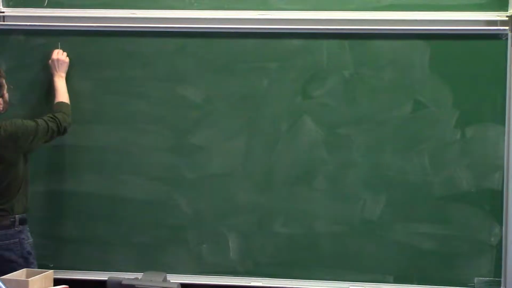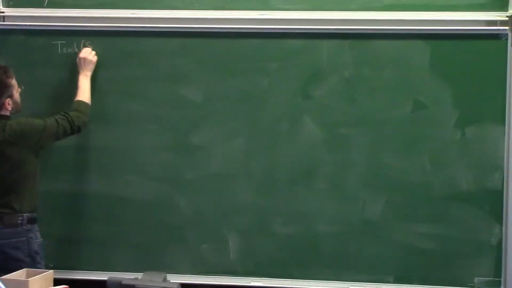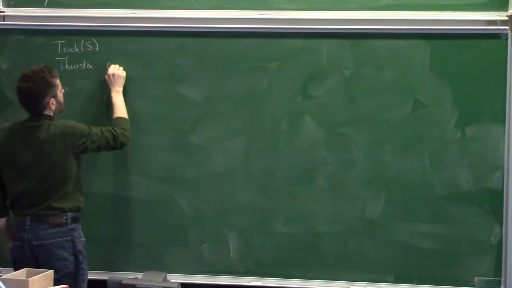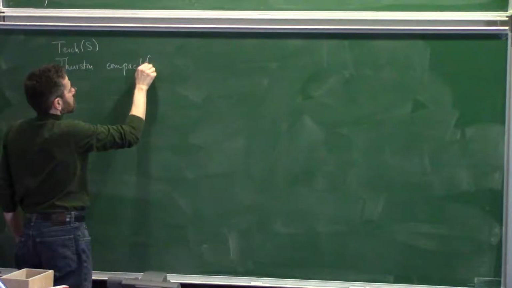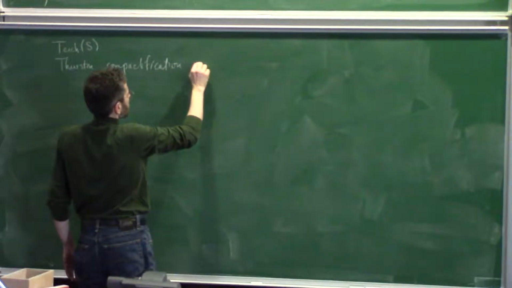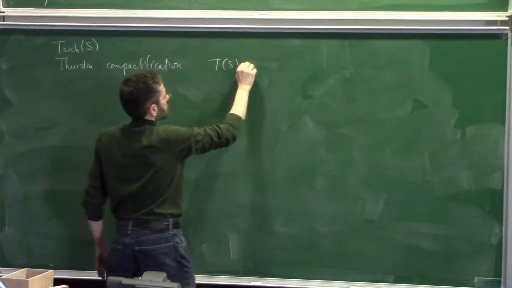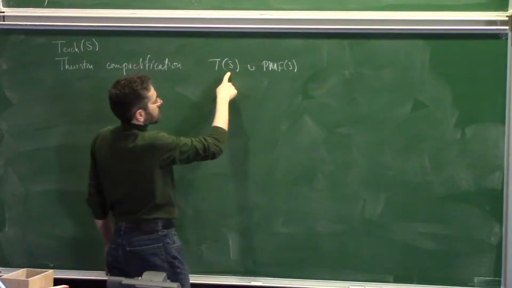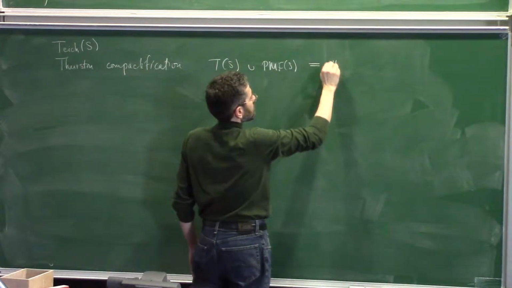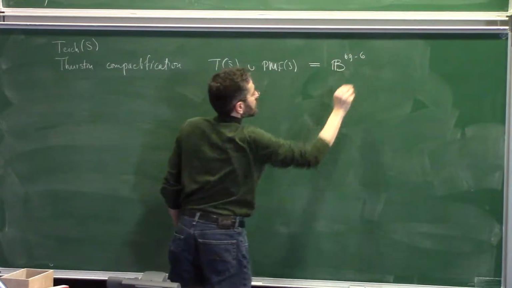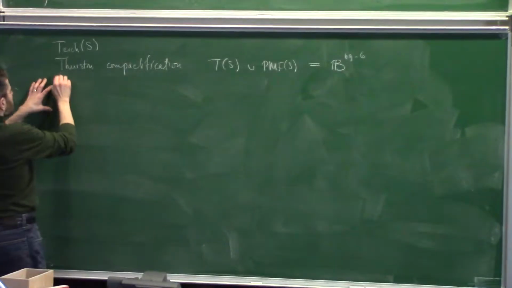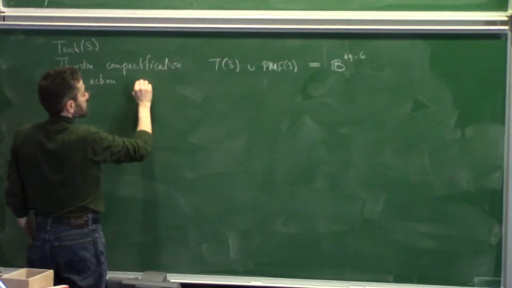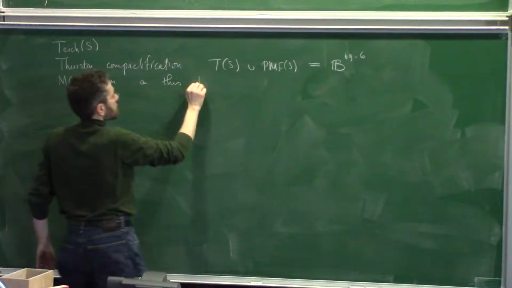So we defined the Teichmüller space. We talked about this compactification, so that we take the Teichmüller space union the projective measured foliation space. This is a cell, this is a sphere, and together they are a ball of the appropriate dimension. And then we talked about the mapping class group action on this by homeomorphisms.